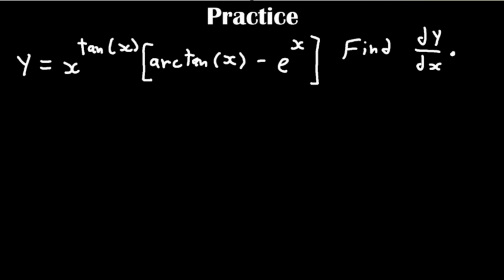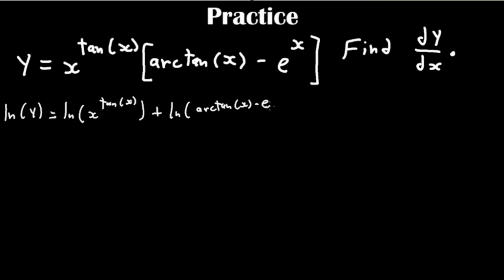Alright, so we have that y equals x to the tangent of x multiplied by arctangent x minus e to the x. And we want to know what dy dx is. First step is to take the natural log of both sides. We'll have natural log y is equal to. So we have a natural log of a product, so we can turn that into a sum. So natural log of x to the tangent x plus natural log of arctangent x minus e to the x.